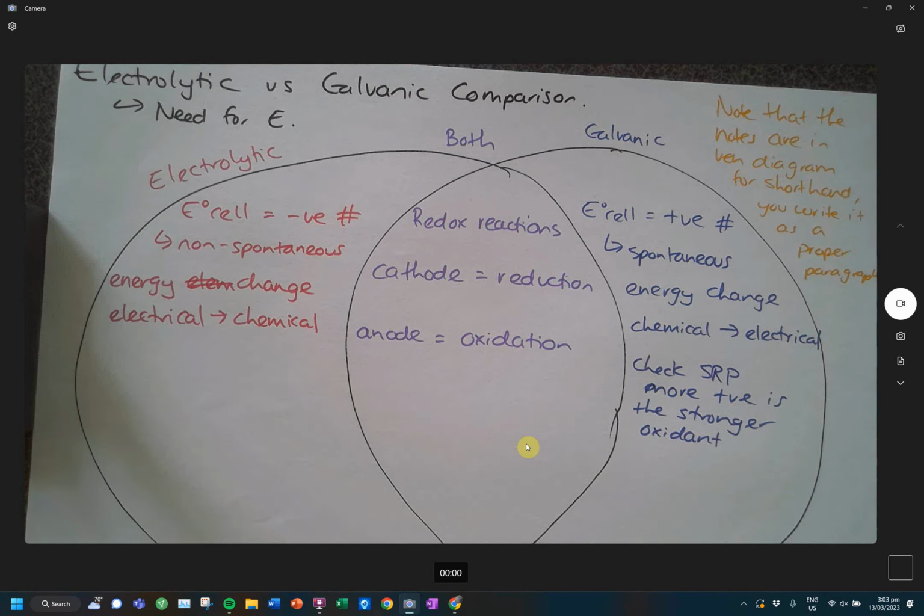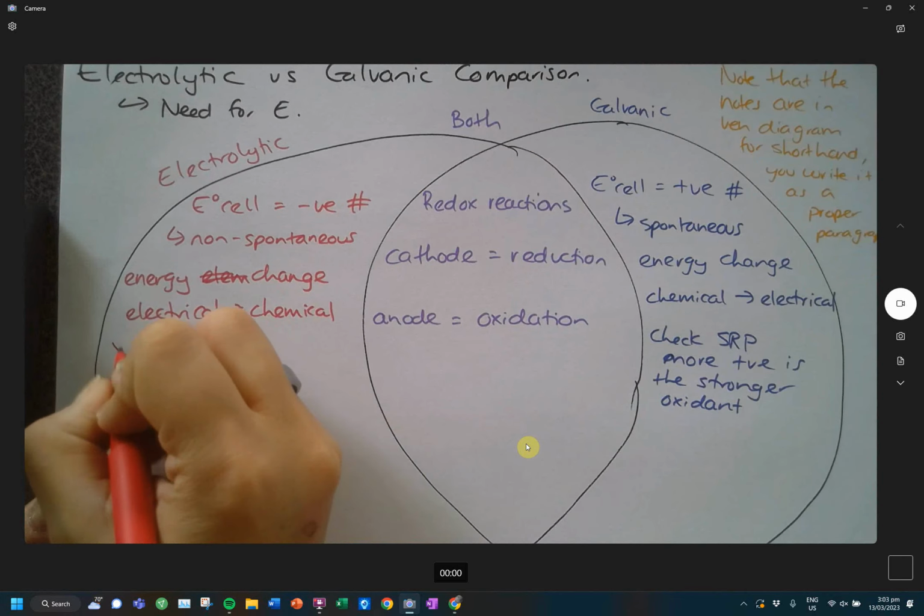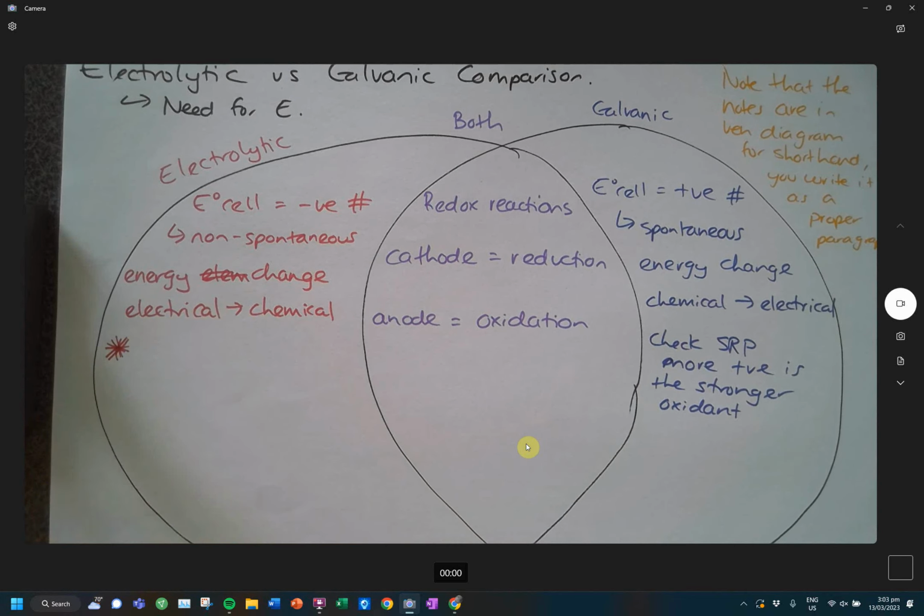For the electrolytic, though, it is non-spontaneous, and so what I need is energy to force the reaction to occur and reverse the flow of the electrons. Now, if you guys remember on your assessments, I realized that I didn't give you guys that statement, and so you're going to need to make sure that's in your paragraph when you're doing the comparison for the excellence. So that's why I put a little star there.